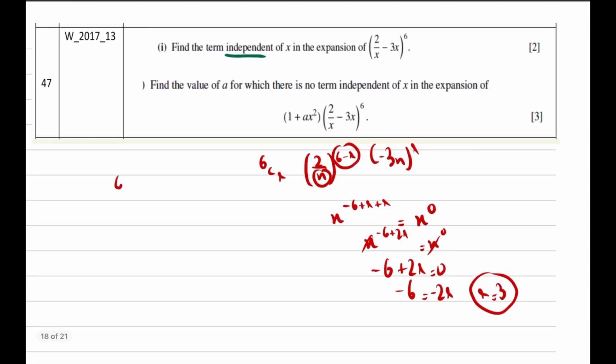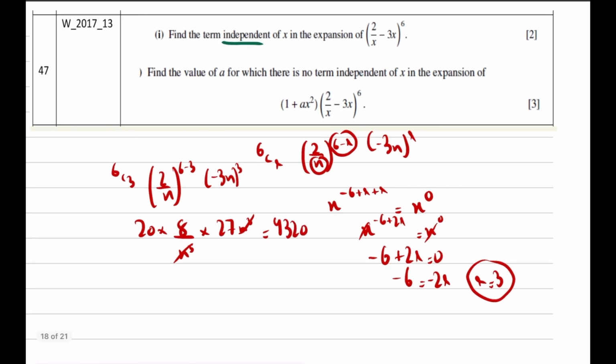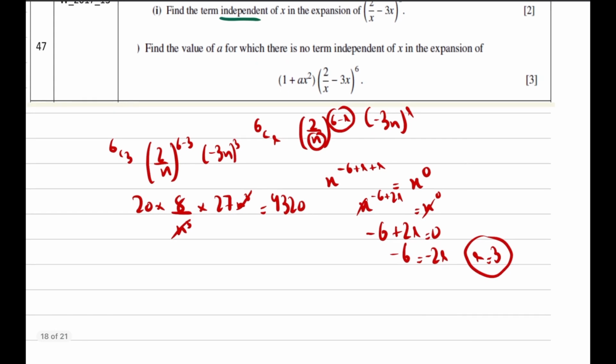Now if you plug in 6C3, 2 upon x power, what will it be? 6 minus 3, minus 3x power 3. So it's going to become 20 into 8 upon x cube into 27 x cube. This and this cancel out. 20 into 8 into 27, that makes 4320. But now it says no term independent of x.